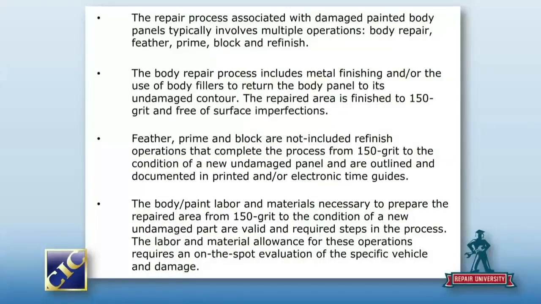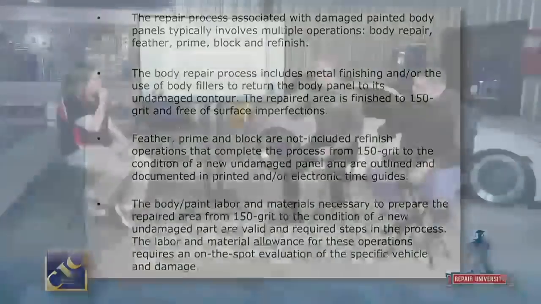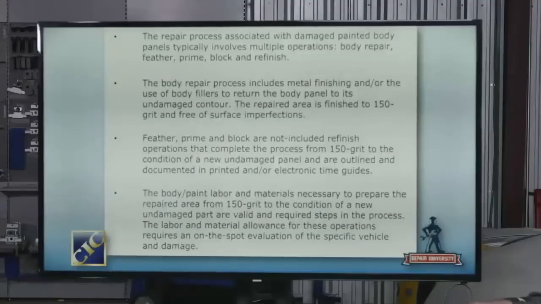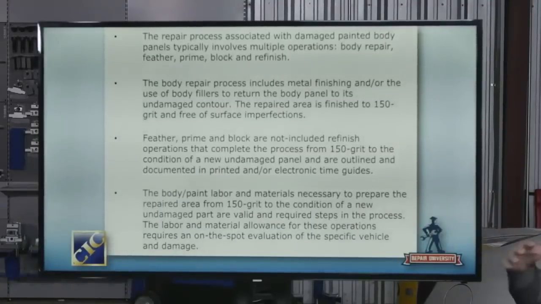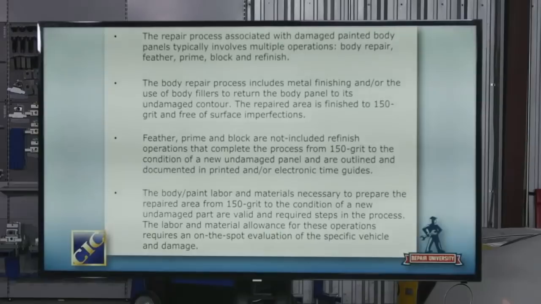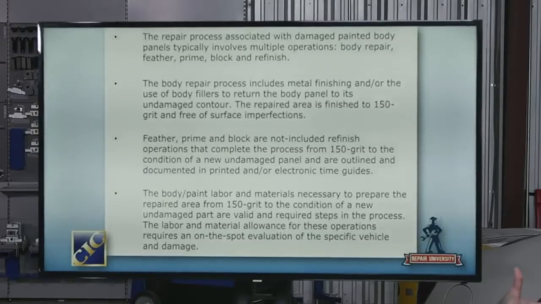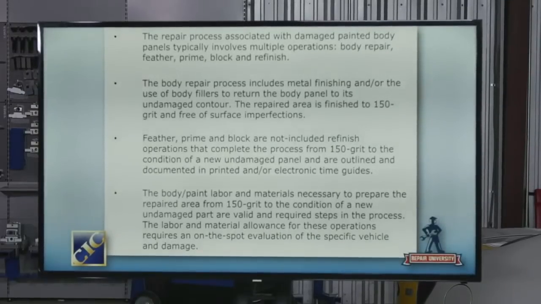When feather, prime, and block is mentioned in the estimating guides, that's for the replacement of parts, welded parts, and adjacent panel damage. This one here is for the repair side. So the question is, what does the technician have to restore that part of the repair to? Right here it says from 150 grit paper to a condition of a new undamaged part, and our valid required steps in this process. This feather, prime, and block operation moves from the 150 grit position to allow it to be leveled off to that of a new undamaged part.